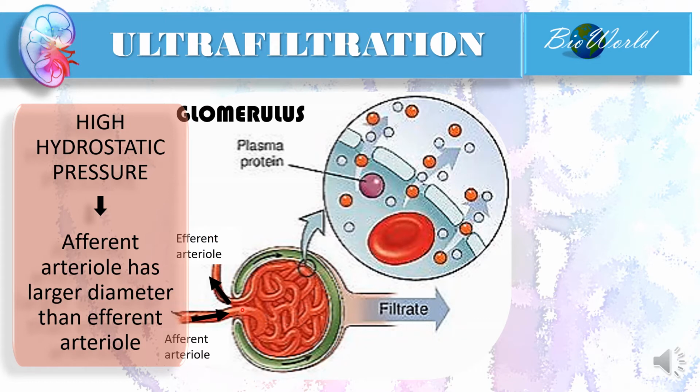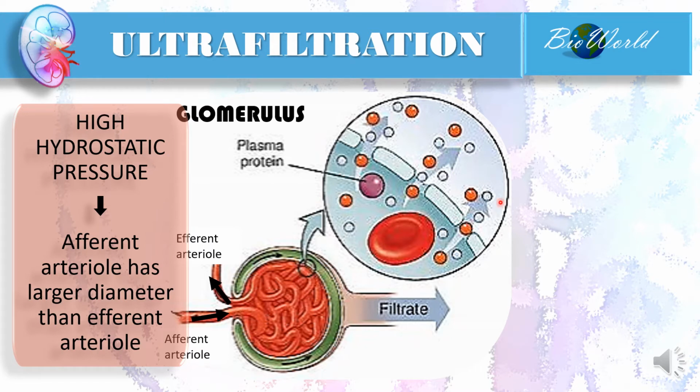Since the diameter of the afferent arteriole is large, there will be a huge volume of blood entering the glomerulus. But the diameter of the efferent arteriole is smaller. That means less blood is exiting the glomerulus. The difference in the amount of blood entering and exiting the glomerulus develops into a high hydrostatic pressure. The molecules inside the blood are now being pushed onto the wall of the glomerulus.